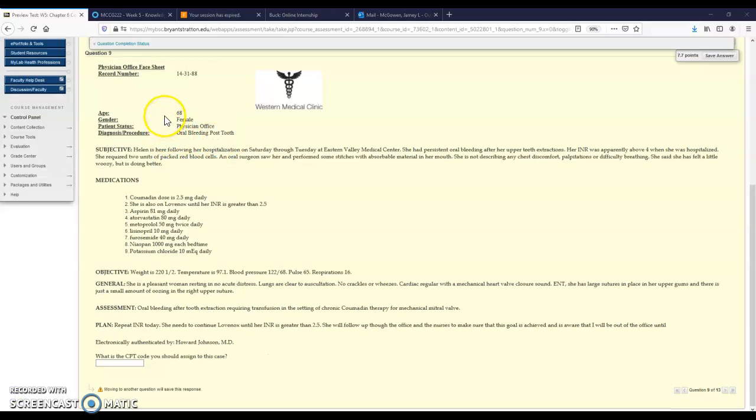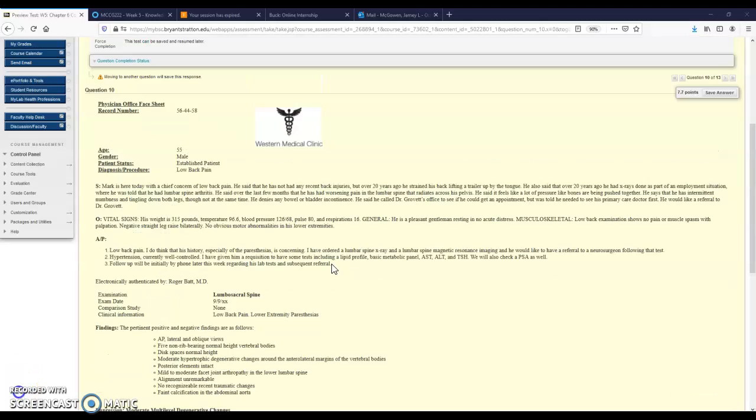And then on this patient, this actually goes up to question 9. The CPT code would be your E&M, and it doesn't say it here, but this is an established physician office visit. Just make sure that you go through and read what was done to establish the different level. Just know that this is an established office visit at the physician's office.